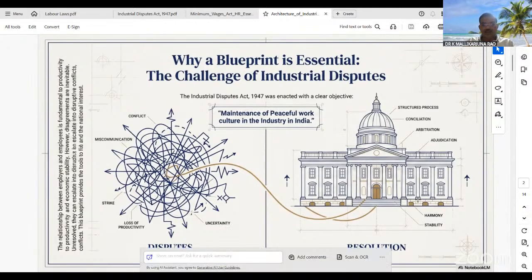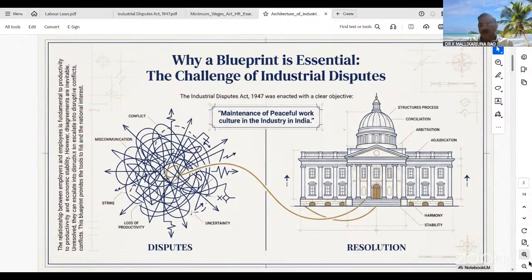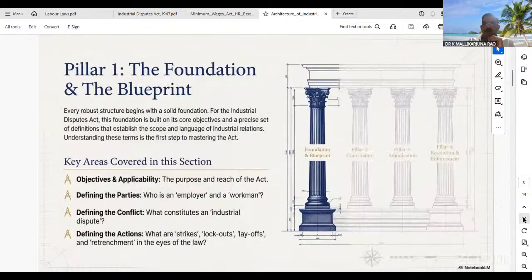These are the sources of disputes, and we need to resolve the issues. The first pillar is to understand the blueprint. What is the objective or purpose of the Industrial Disputes Act 1947? The purpose of this Act is very clear: to provide a better environment within the organization, without conflicts, which increases company productivity and builds good employer-employee relations. This also helps the firm. Both are happy. Then who is an employer and who is an employee is also defined.